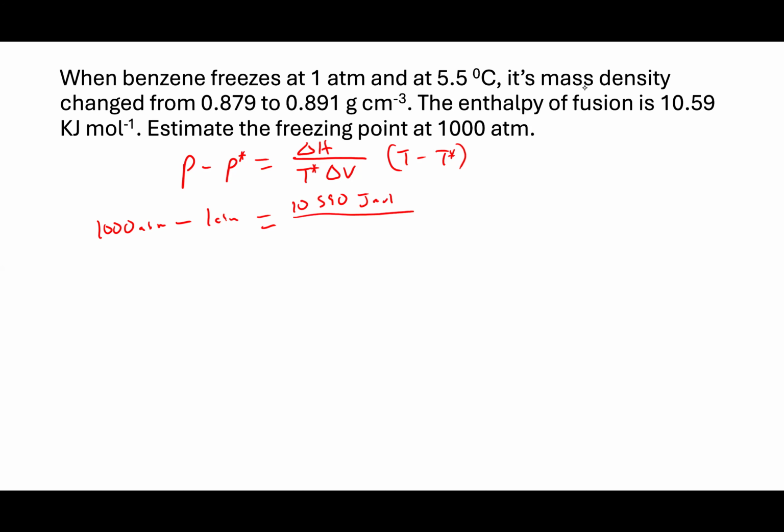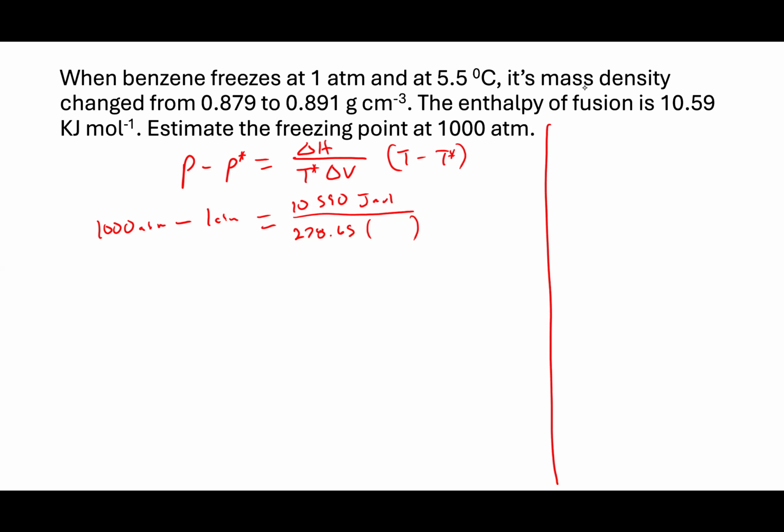Our T star, our initial temperature, is 5.5 degrees Celsius. Well, obviously, Celsius is a crappy unit. Right, we're going to change it to Kelvin. That is 278.65 Kelvin, right? Times our change in volume. Right? This is where the little wrinkle in the question comes from, because we're not given a straight number for the change in volume, right? The molar change in volume. All right. But what we can do is do a little bit of side math to figure this out, right?